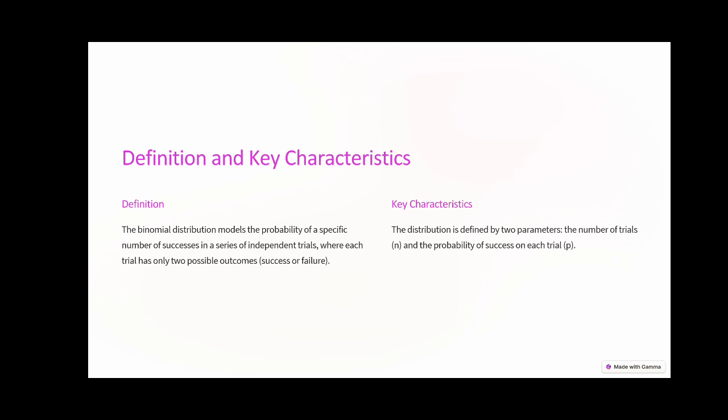Binomial distribution models the probability of a specific number of successes in a series of independent trials where each trial has only two possible outcomes, success or failure. So, binomial distribution gives us the probability of success in a series of independent trials where the trial has only two possible outcomes.